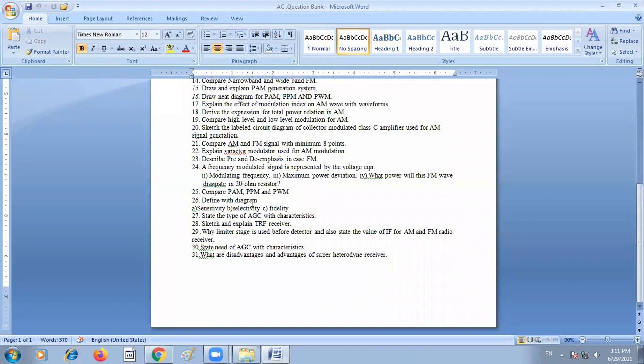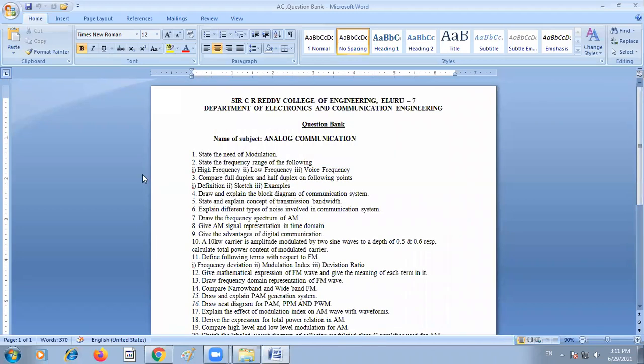There are at most 30 questions. The first one is: state the need of modulation. What is modulation? So what is the need of modulation? We already discussed the topic in the first unit.